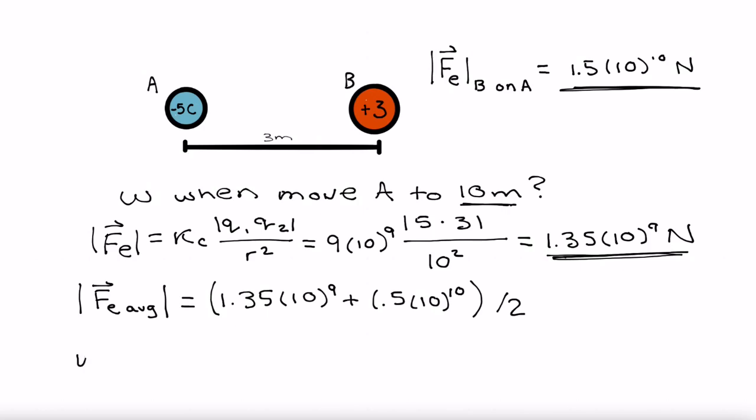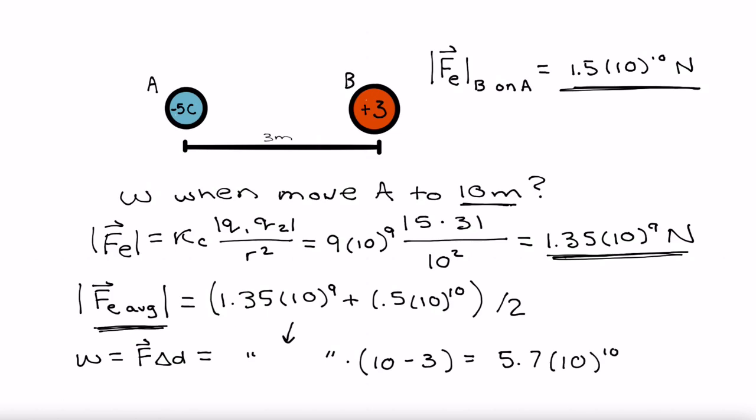And to find the work is force times the change in the distance. Okay. Then we're just going to take this value, our average force. So just bring this down and multiply it by the change in the distance. So we go from 10 meters, which is our final distance, from 3 meters. Okay, and when we plug that into our calculator, we get 5.7 times 10 to the 10 joules. And that is our work.